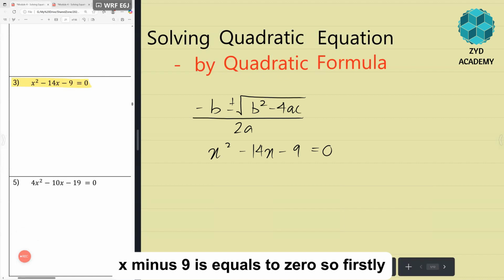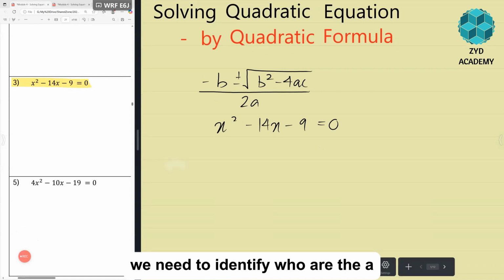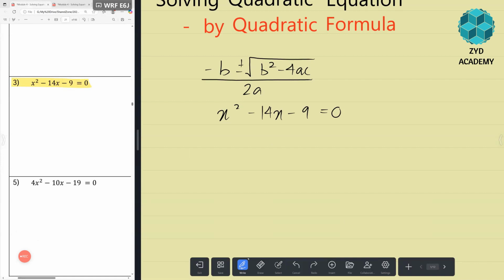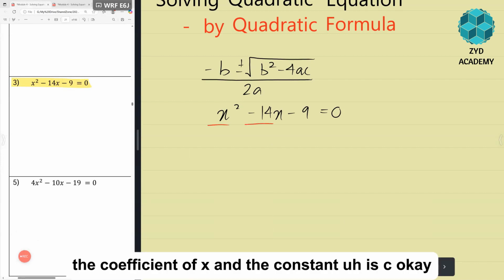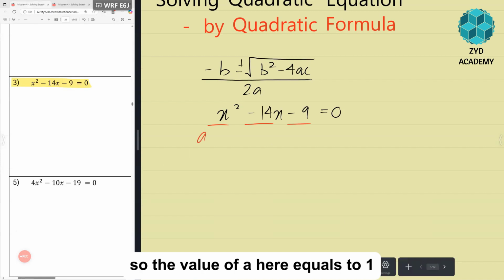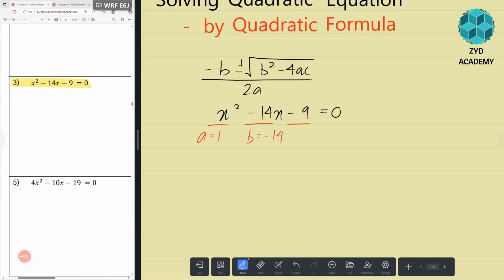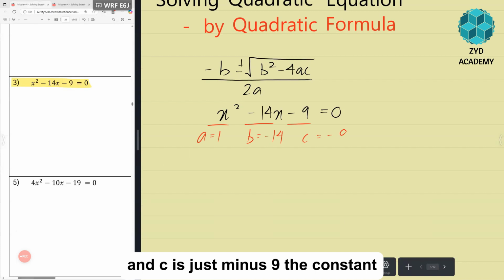So firstly, we need to identify who are the A, B, and C's in the question. A is the coefficient of x squared, B is the coefficient of x, and the constant is C. Okay, so the value of A here equals 1, the value of B here equals minus 14, and C is just minus 9, the constant.